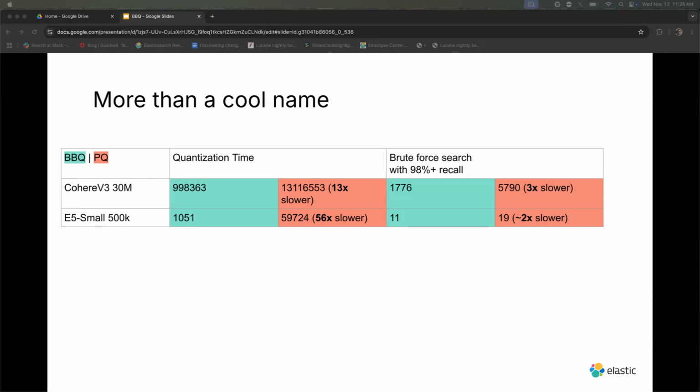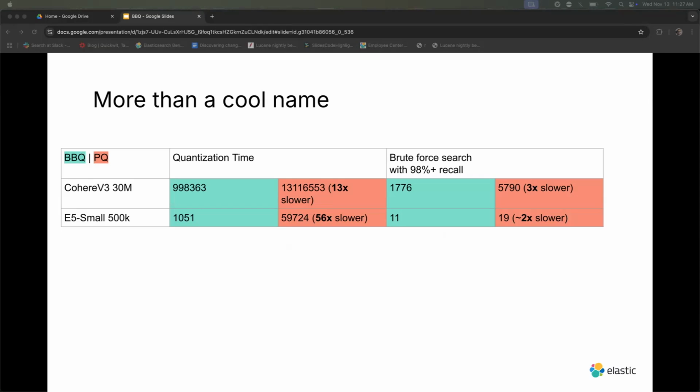What we found is the quantization time is like 10 to 50x slower for product quantization. It is so bad that we couldn't do the large scale testing on it on a CPU. There was a larger scale test that we were trying, and BBQ finished it in a couple hours. I let it run for a day with PQ, and I just turned it off. I was like, I'm done. I'm not going to test this anymore.